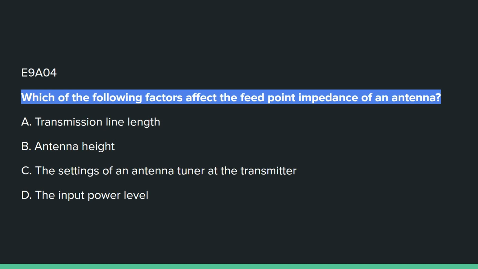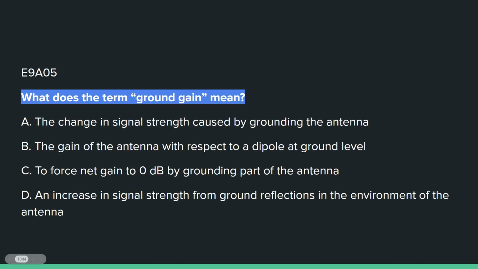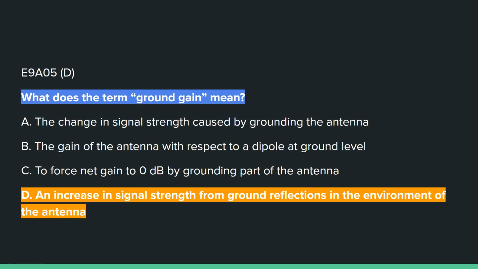E9A04, which of the following factors affect the feed point impedance of an antenna? B, antenna height. E9A05, what does the term ground gain mean? D, an increase in signal strength from ground reflections in the environment of the antenna.